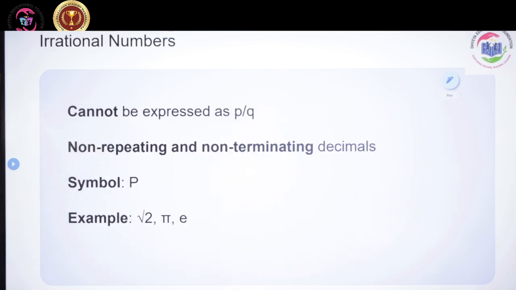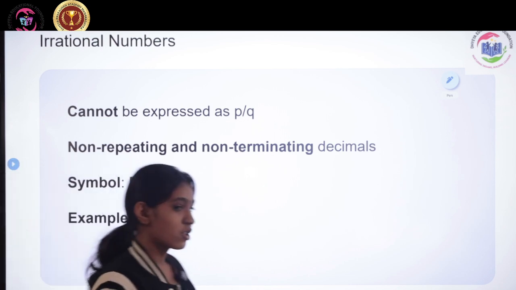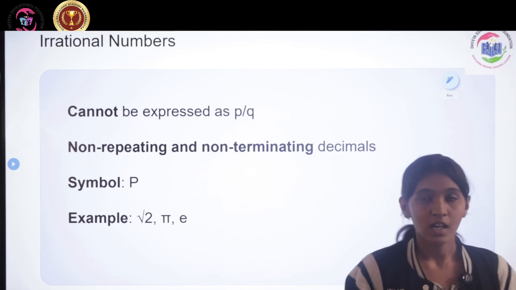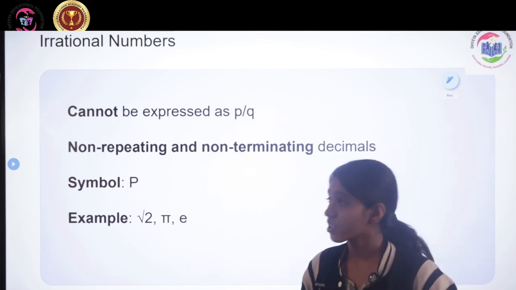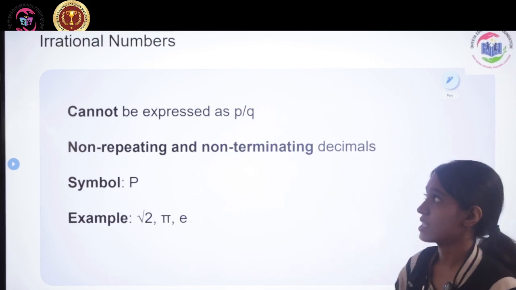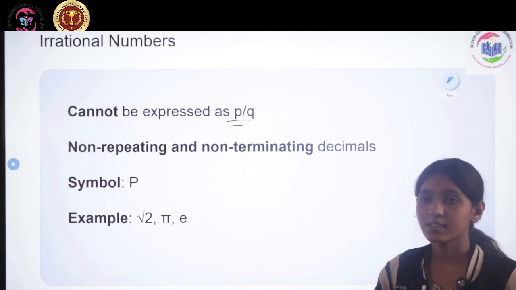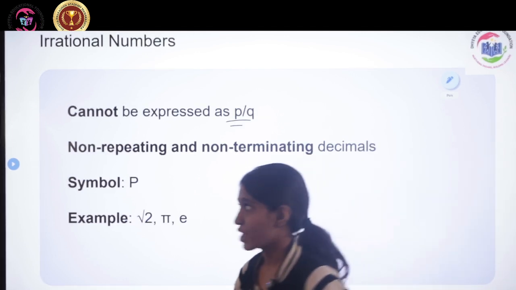7 by 3 is also a rational number. Irrational number. What is the irrational number? We learned the rational number is expressed as p by q, but an irrational number cannot be expressed as p by q. It is exactly the opposite of a rational number.